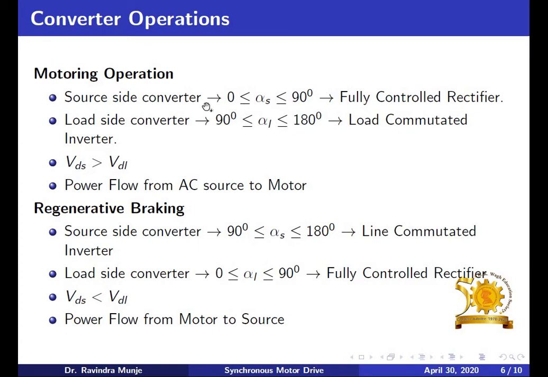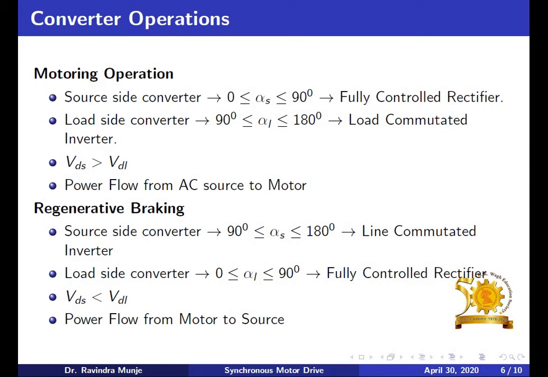So we have seen when we can get motoring operation and when we can get regenerative braking operation. The magnitude of the torque depends upon the difference between VDS and VDL. So it is proportional to VDS minus VDL. Right? Torque is proportional to the difference between these two. And speed can be changed by controlling the line or source side converter firing angle. Right? Speed is controlled by changing the firing angle of the source side converter.